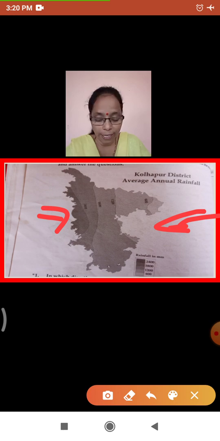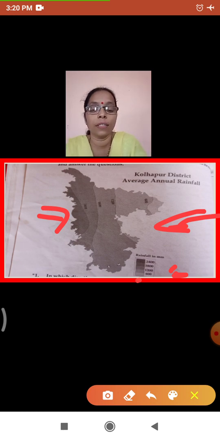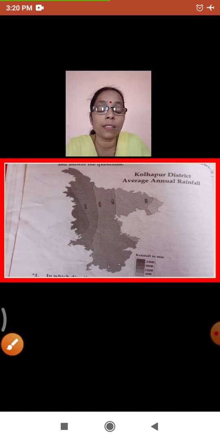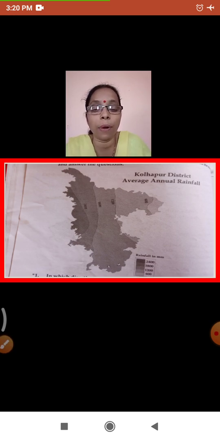Now, which class shows the low rainfall category? Yes, you can see here the class intervals are shown down. So, which class is showing the low rainfall? It is the class 600. The last one is showing you the low rainfall over there. Yes, so this is how you learn about the isoplate map.